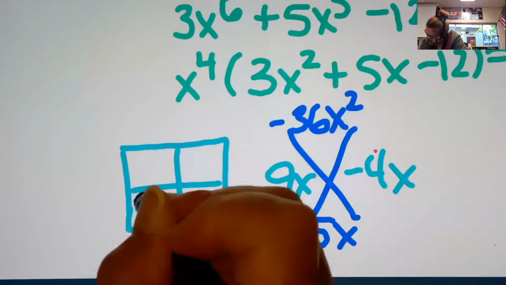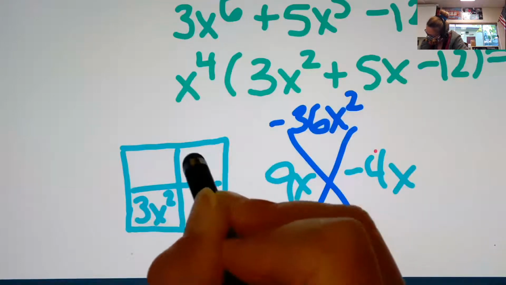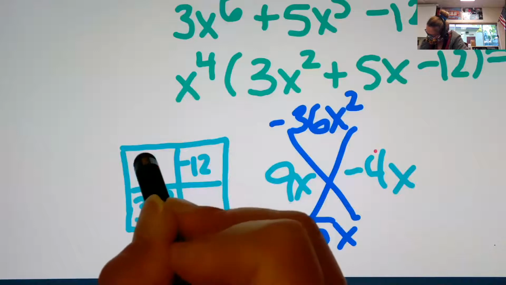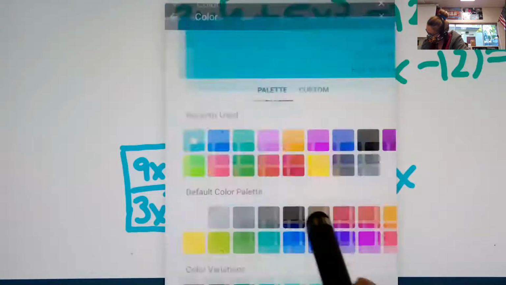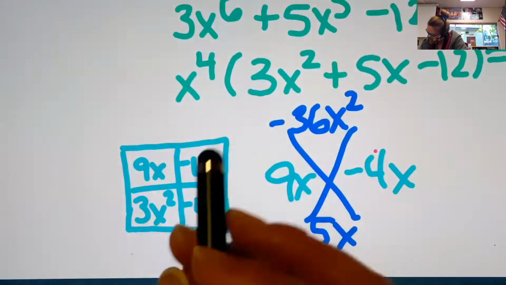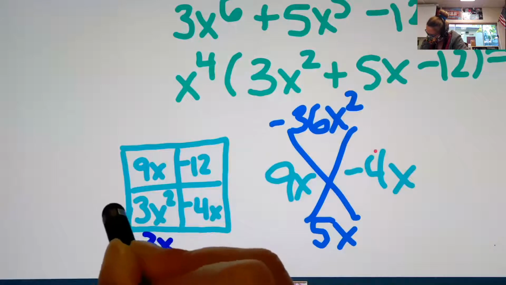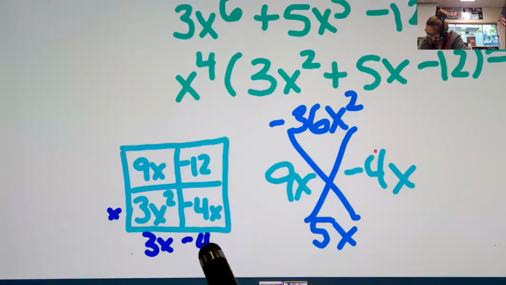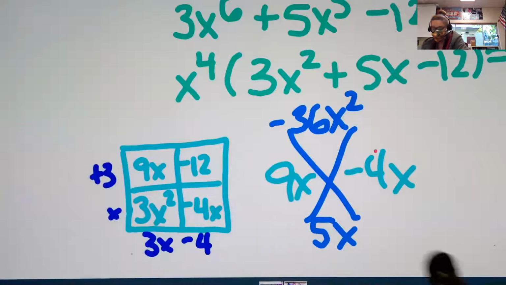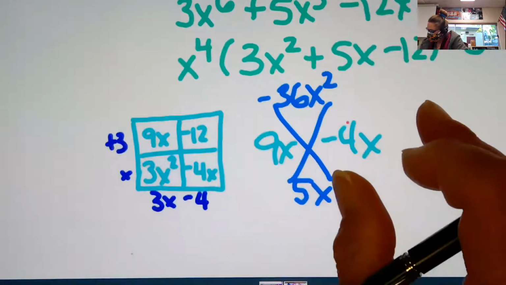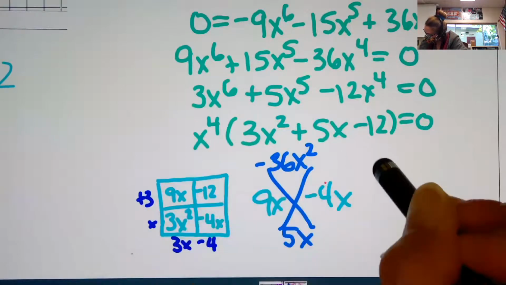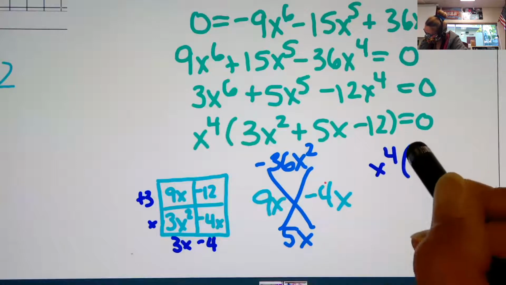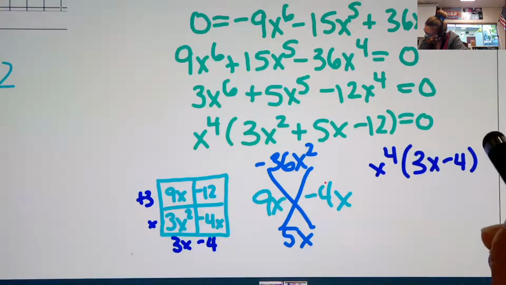So again, this was my 3x squared. This is my negative 12. This is a 9x. This was a negative 4x. And so my outside, this is going to be a 3x and an x. X times a negative 4, 3x times a 3. And so I've got for my factors, don't forget I have this x to the 4th, times a 3x minus 4 times an x plus 3 equals 0.